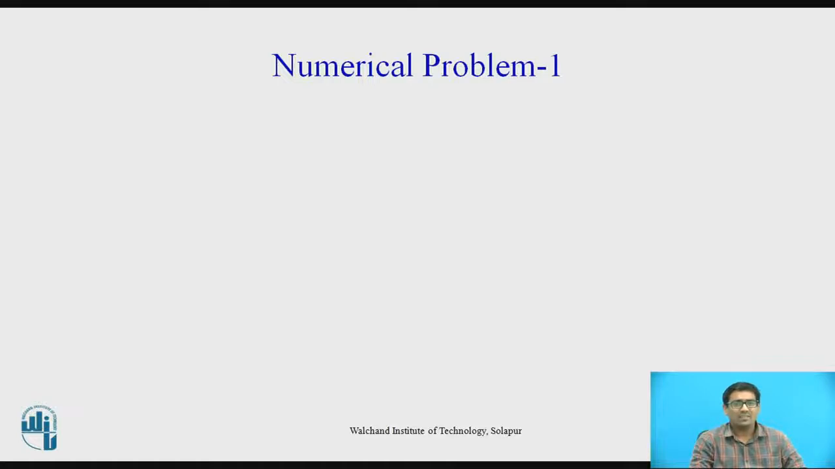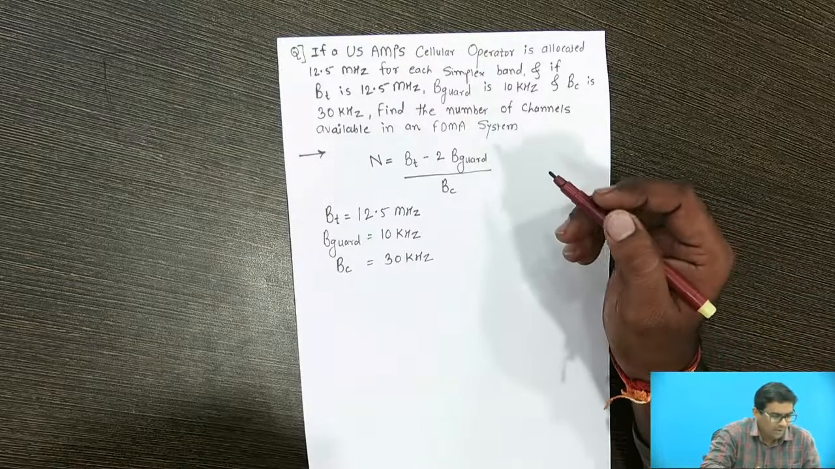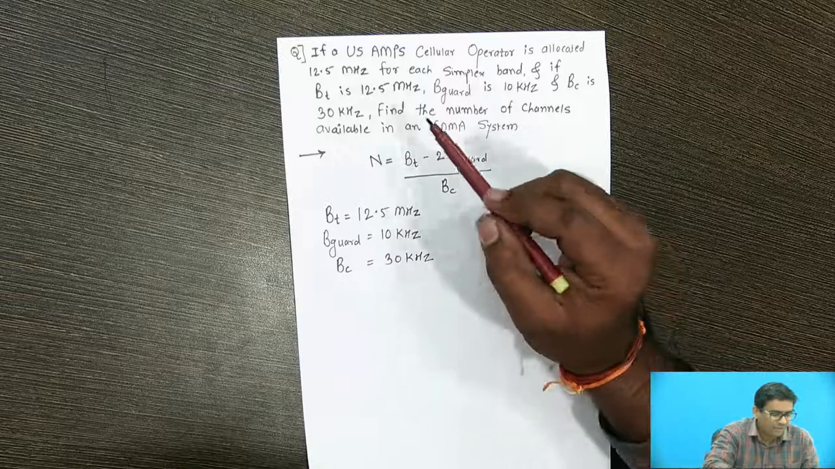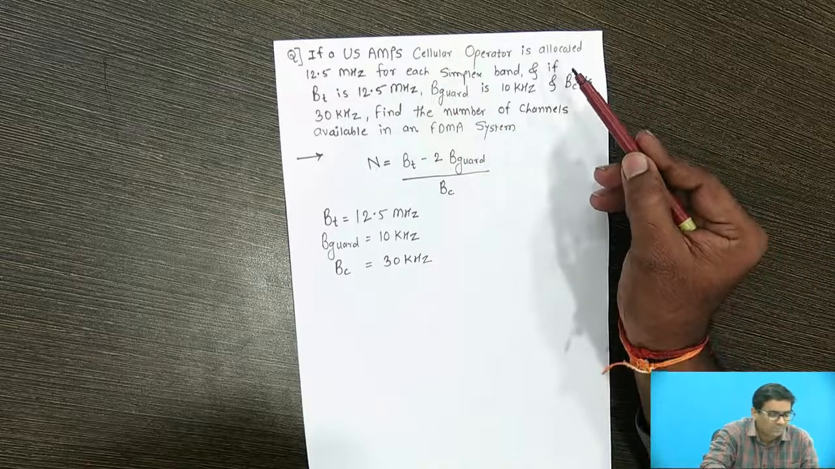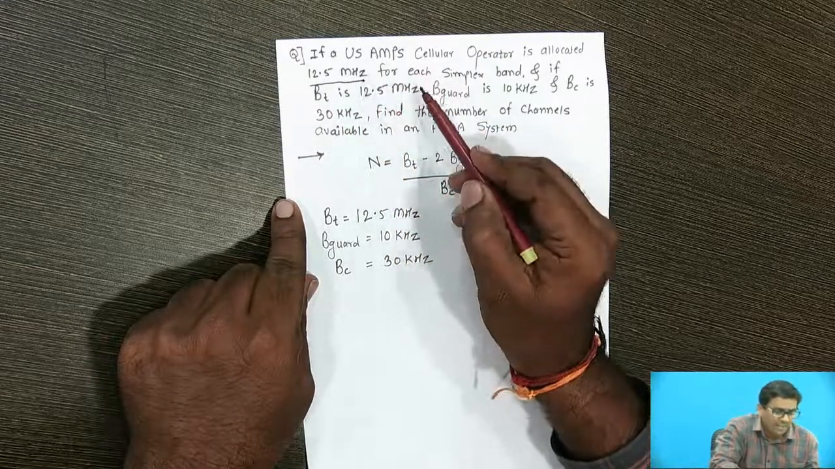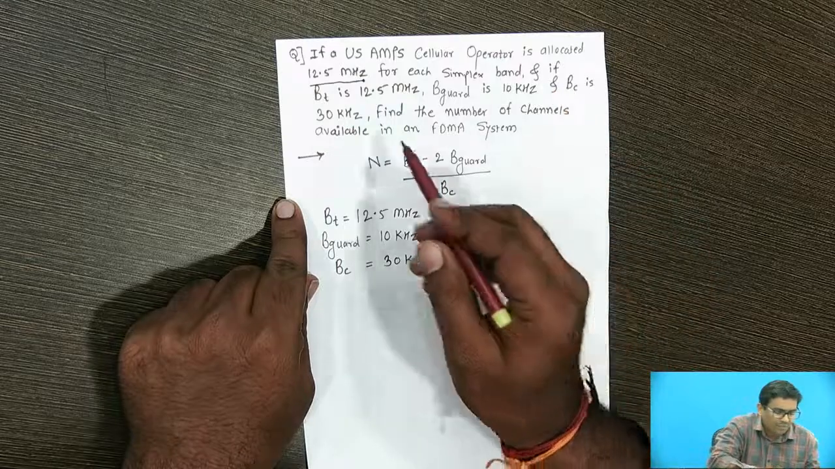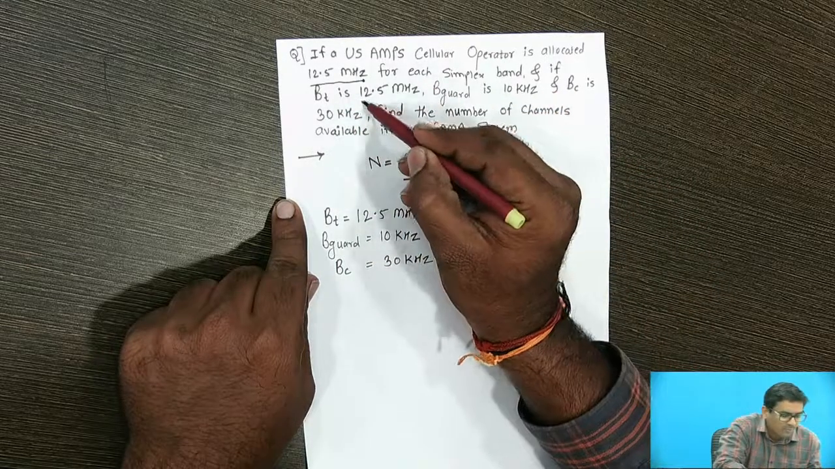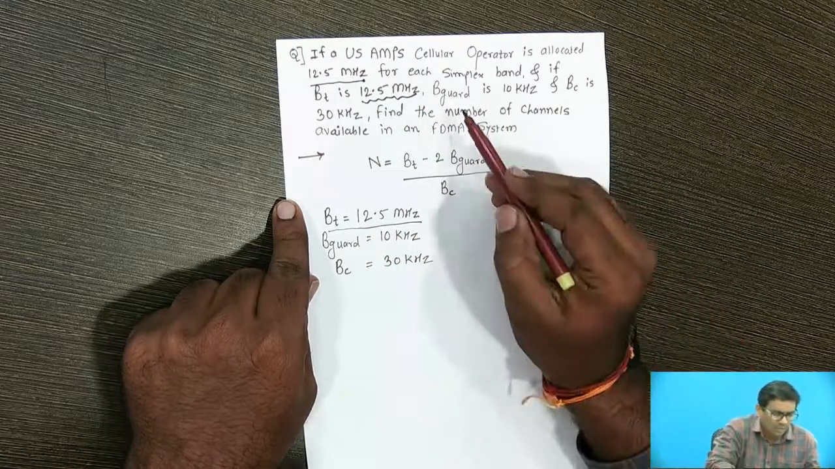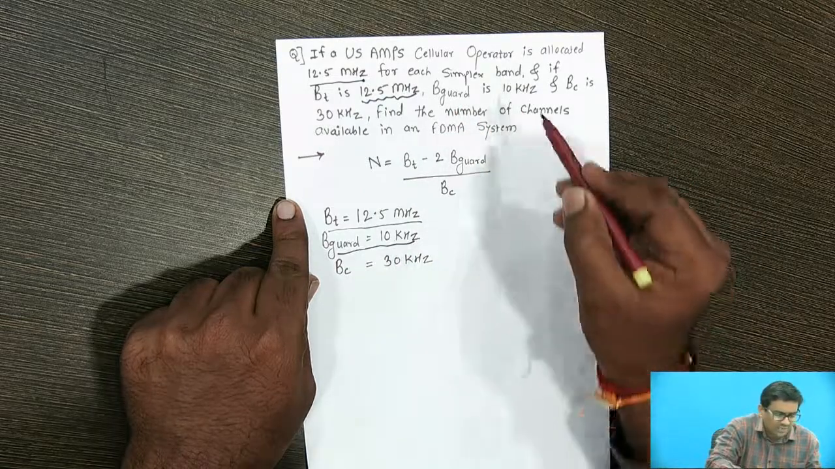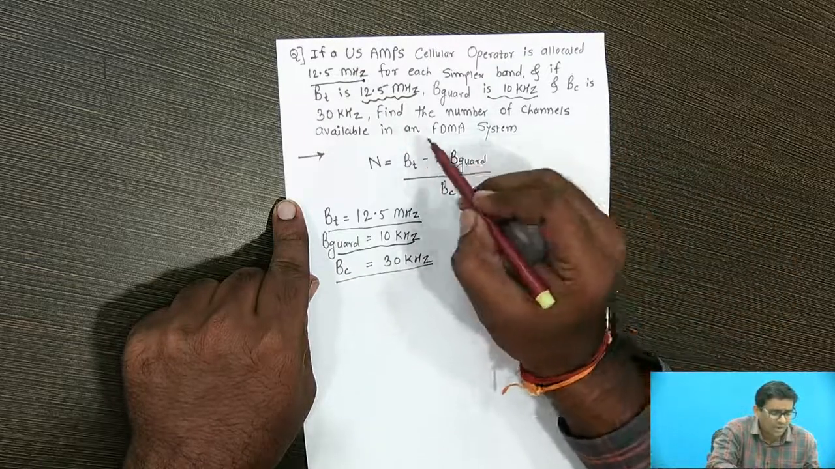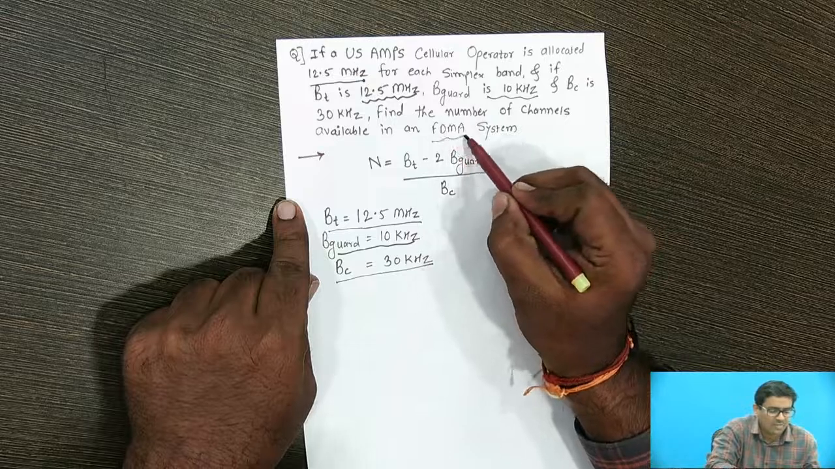Now we want to see the example. In this example, the question is, if a US AMPS cellular operator is allocated 12.5 megahertz for each simplex band, that is BT is 12.5 megahertz, B guard is 10 kilohertz, and BC is 30 kilohertz, find the number of channels available in an FDMA system.